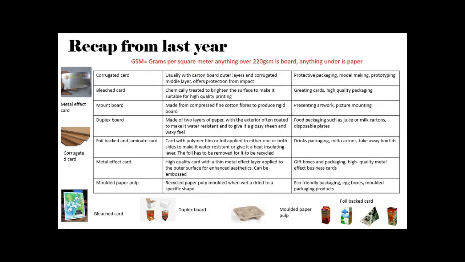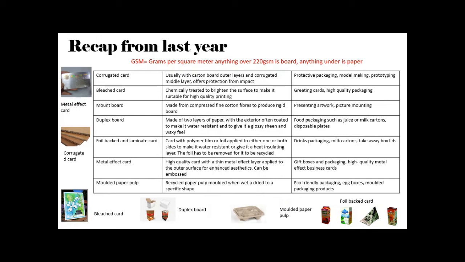You've then got foil backed and laminated card. So this is card with polymer film or foil applied to either or both sides. So this again makes it water resistant, makes it heat insulating as well. This is quite a pain to recycle, because you have to remove the foil afterwards. And this is used for the same sort of thing as duplex board, drinks packaging, milk cartons, takeaway box lids. It's cheaper than duplex board, so that's why it's used more commonly.